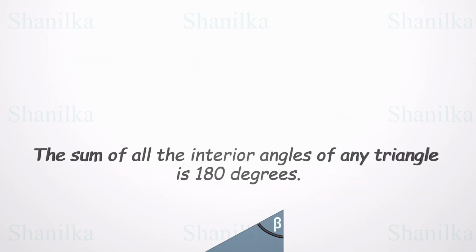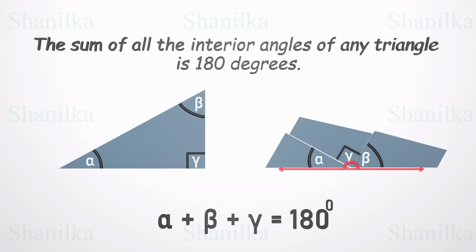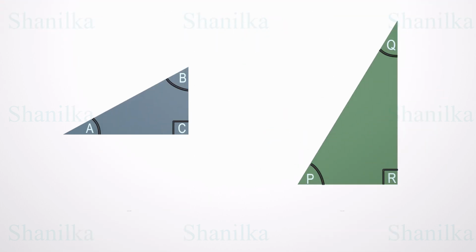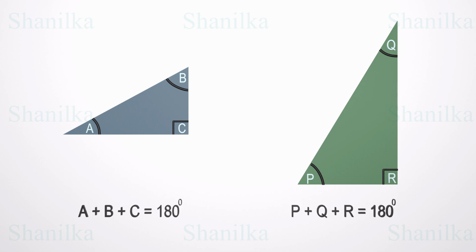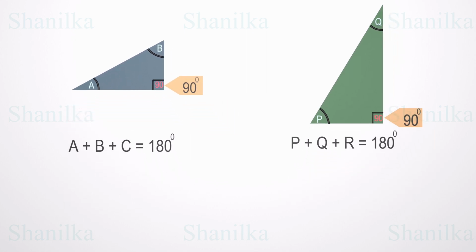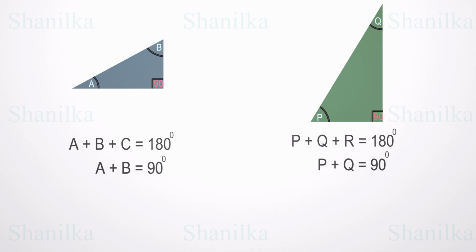The first one is that the sum of all the interior angles of a triangle is 180 degrees. We call this the triangle sum theorem. So if we consider 2 right-angled triangles, the sum of the interior angles of each triangle is equal to 180 degrees. And we already know that in right-angled triangles, one angle is always 90 degrees. So the sum of the remaining 2 angles is also equal to 90 degrees.